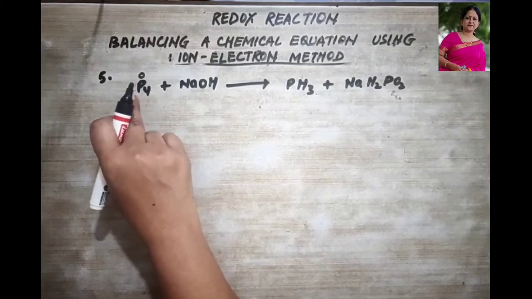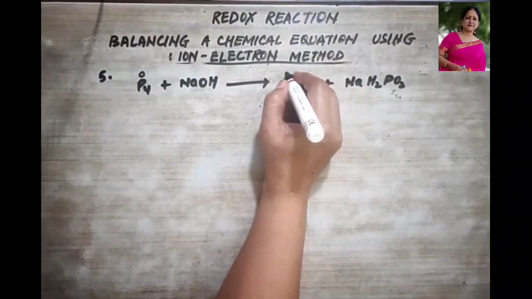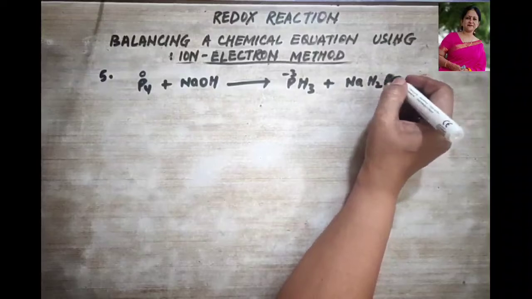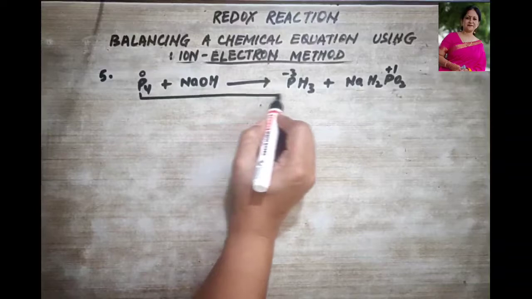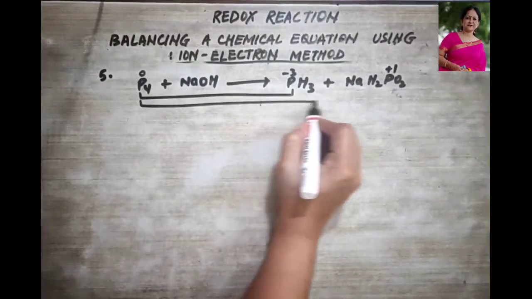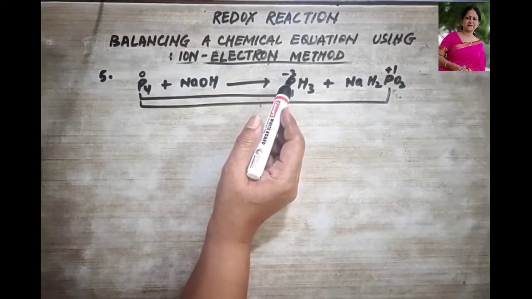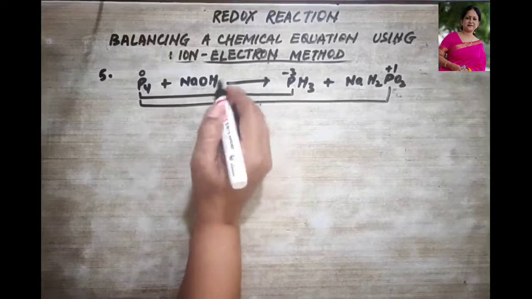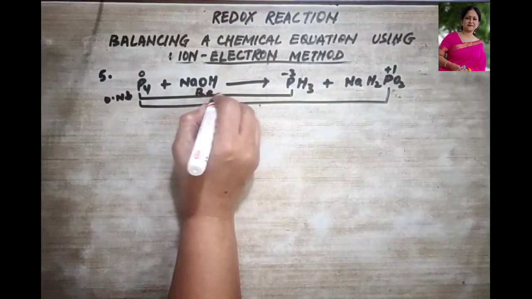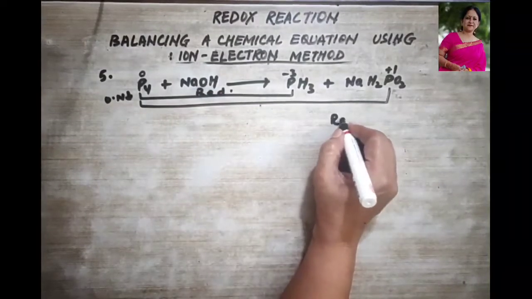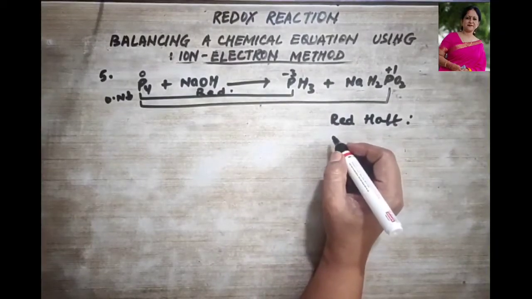Over here phosphorus. Over here the phosphorus oxidation number is 0. Over here phosphorus will be -3. The oxidation number of phosphorus over here is +1. So let's observe here what happens and here what happens. From 0 to -3, what is happening? The oxidation number decreased. So this is your reduction. Okay, so let's write down the reduction half.